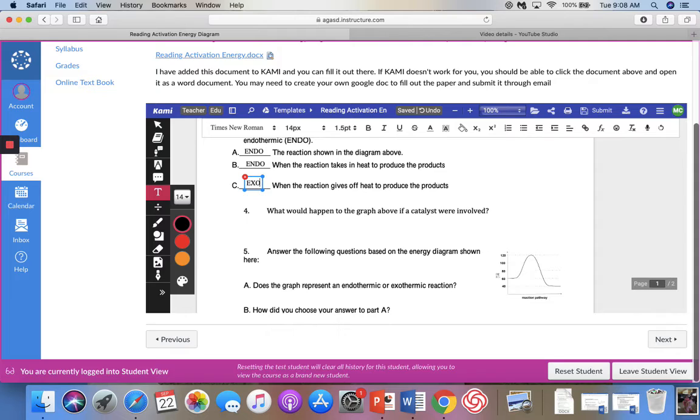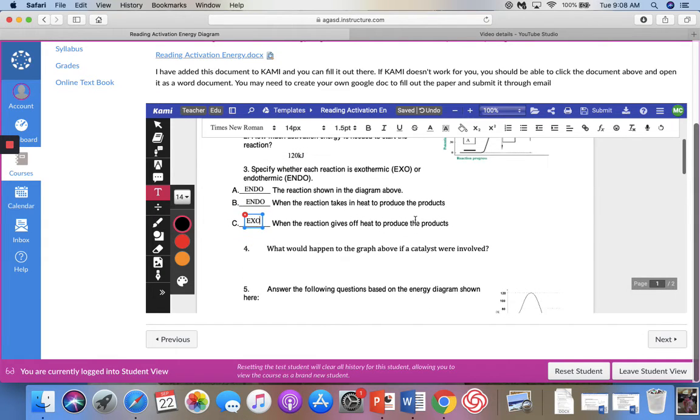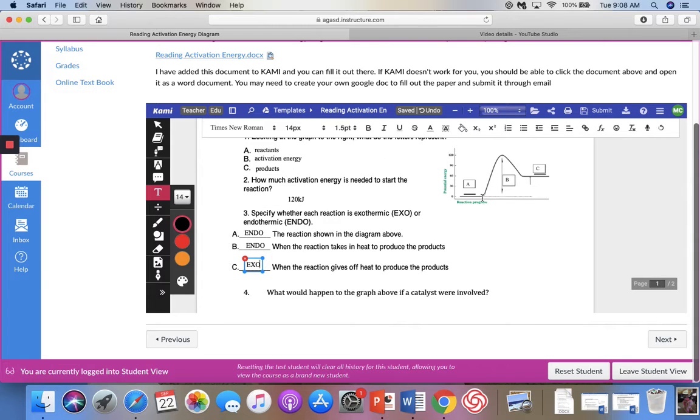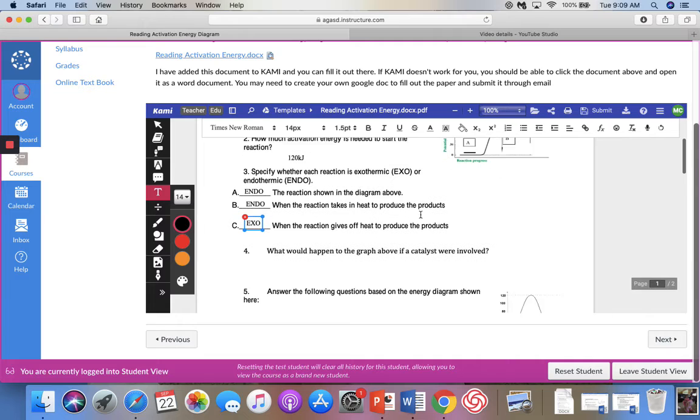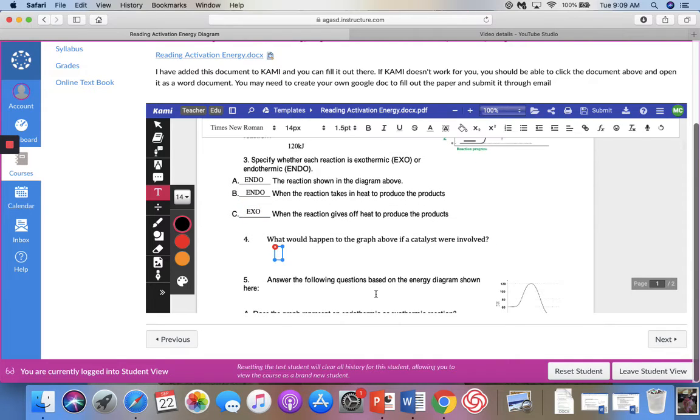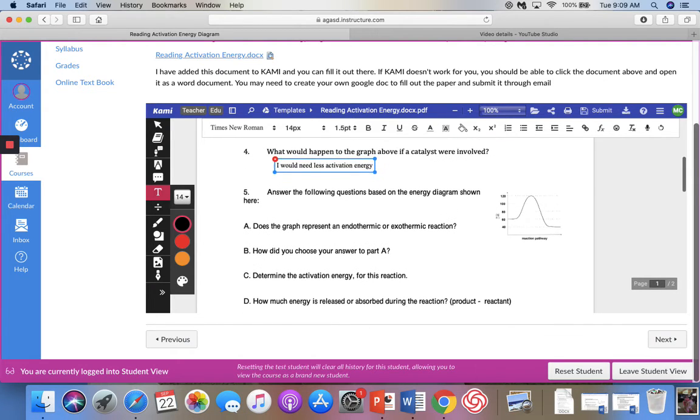And I'm just going to do a few more questions just so you guys get the idea of what you should be looking at. What would happen to the graph above if a catalyst were involved? If a catalyst was involved, okay, so we know catalysts are going to decrease activation energy. So here's my activation energy. If a catalyst were involved, I wouldn't need 120 kilojoules of energy. So the reaction might take place at 90 or 60. So I would say that I need less activation energy. I don't know how much less. It would depend on the type of catalyst that were involved.